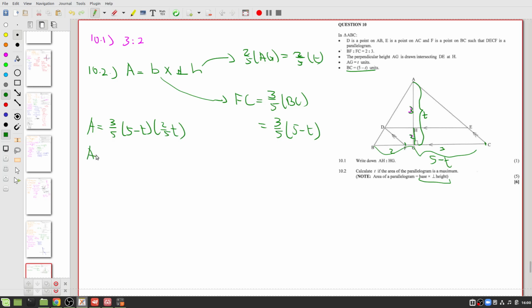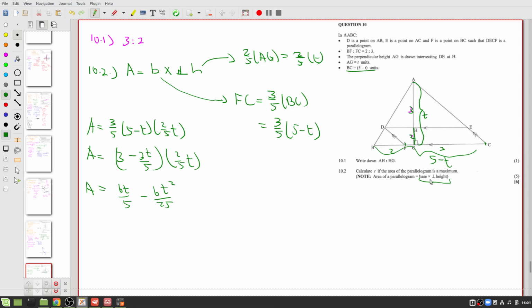Now let's simplify a little bit. Let's multiply this in first. So 3/5 times 5 is just 3. And then 3/5 times negative t is negative 3t/5. And multiply that by 2/5 t. Okay, 3 times 2/5 t is 6/5 t. And then negative 3t/5 times this, so negative 6/25 t squared. Alright, so that's our area of the parallelogram.